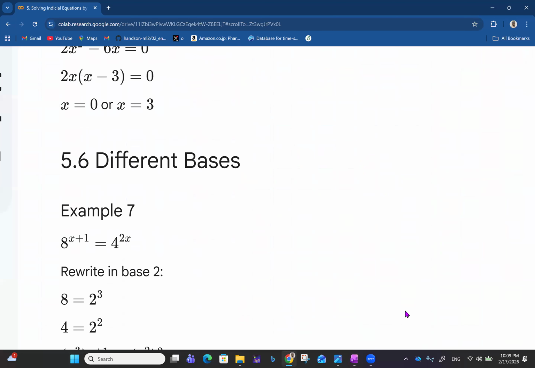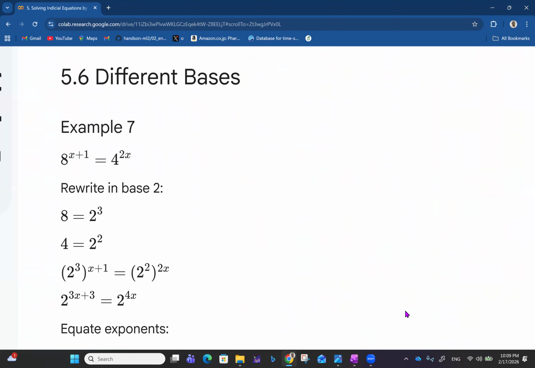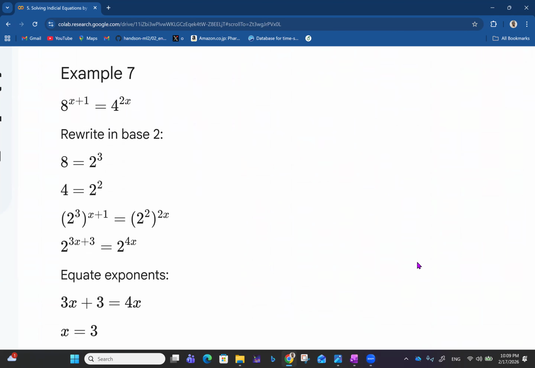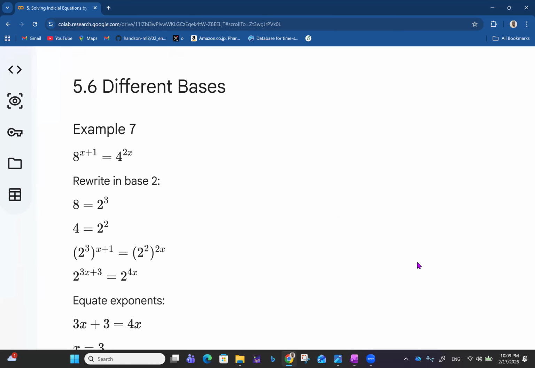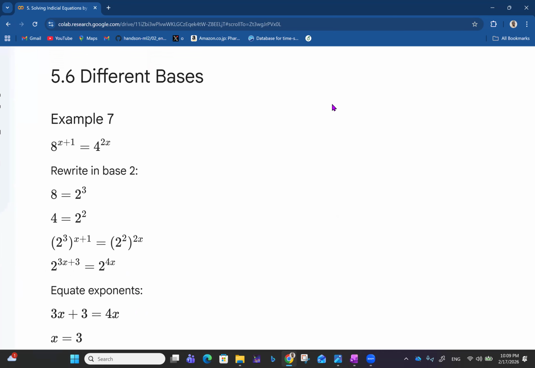Okay, so another thing is, what if you have different bases? I mean, we've been dealing with this all along. It's just another way to talk about it. It's the same thing we've done. So if you talk about different bases, just like what we've done already, this is 8 raised to power x plus 1 and 4 raised to power 2x. So 8 is 2 raised to power 3, 4 is 2 raised to power 2. So if you bring it back, you have 2 raised to power 3 to x plus 1 and 2 raised to power 2 into 2x. So then you can say 3 multiplies x plus 1.